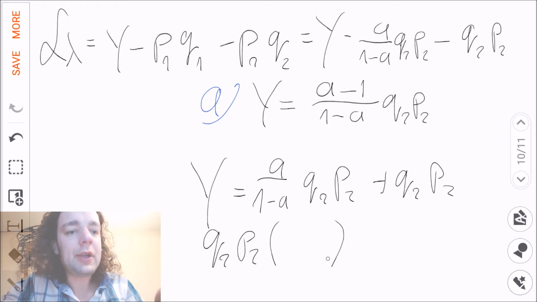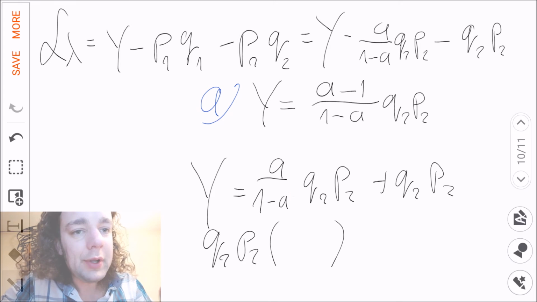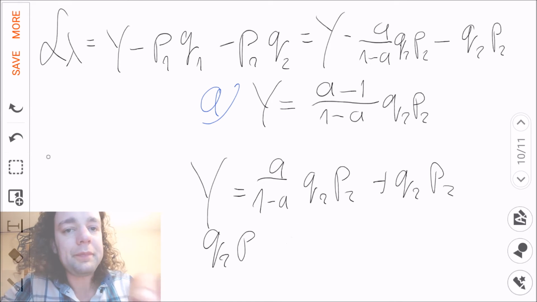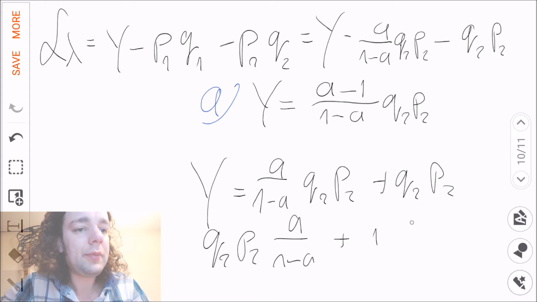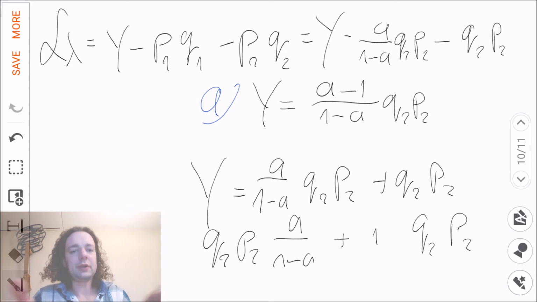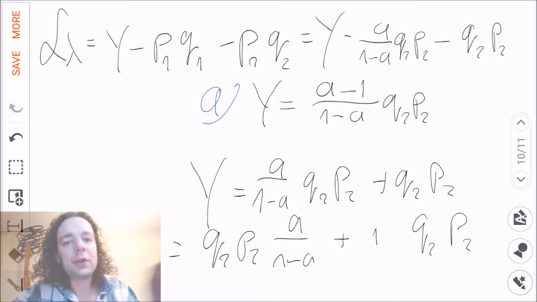Now, how do we get this Q2, P2 and then something in brackets? How do we do that? Okay, the first one has A divided by 1 minus A. And for the other one, we simply add 1 times Q2, P2. This is correct, right? And that equals Y.